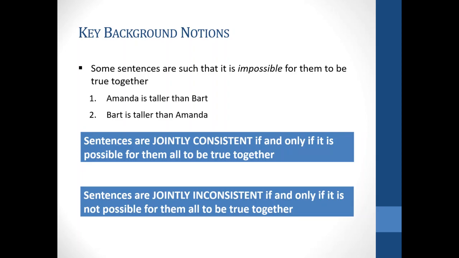So we can offer some definitions. We can say that some sentences are jointly consistent if and only if it's possible for them to be all true together. So you can flip the switch to on for all of the sentences. Or that some sentences are jointly inconsistent if and only if it's impossible for them to be all true together.